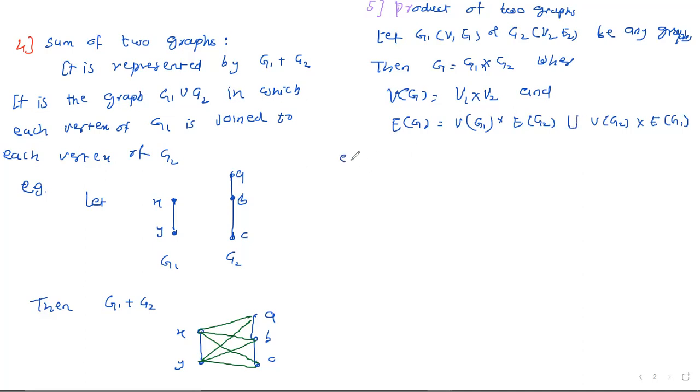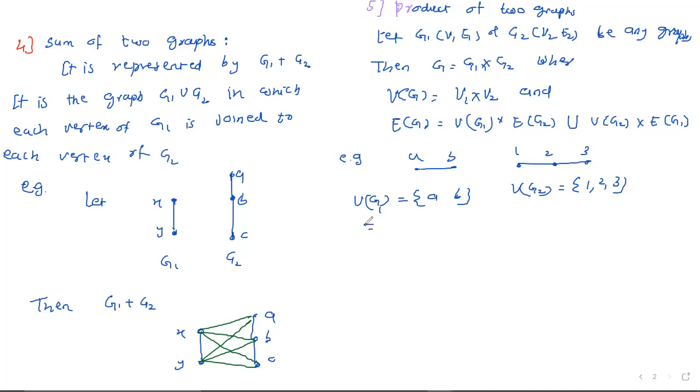So suppose we take one example. Suppose we have G1 with vertices A and B, and G2 with vertices 1, 2, 3. So what is the V of G? First we plot V of G1, which is A comma B, and then V of G2, which is 1 comma 2 comma 3.